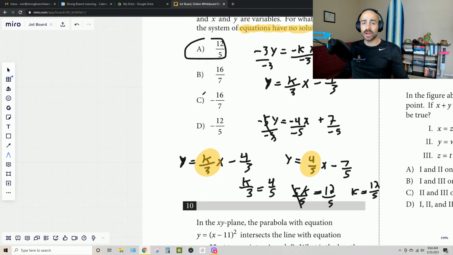This question comes up quite often, so I would recommend practicing it a couple of times. Good luck.